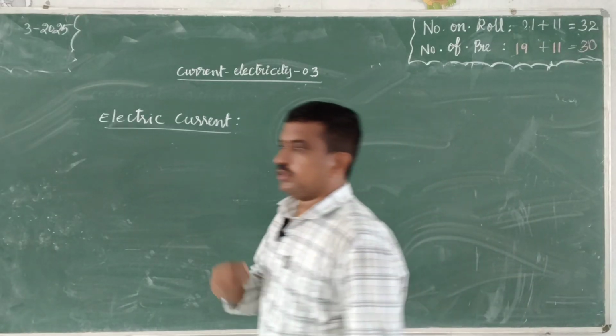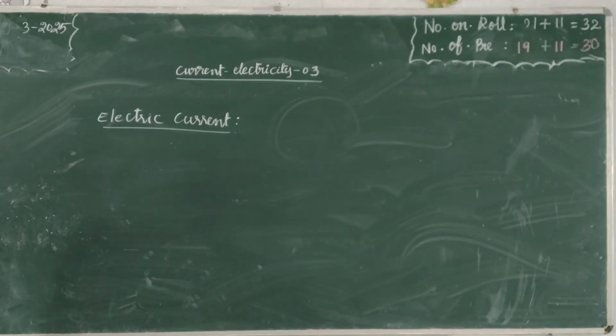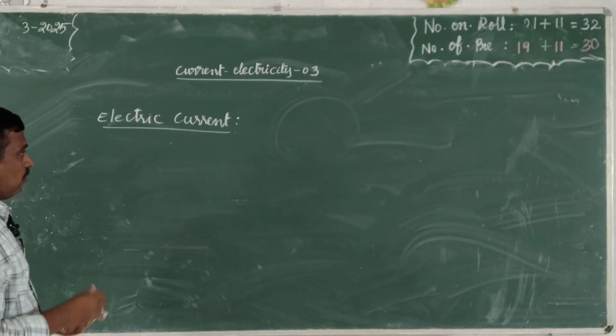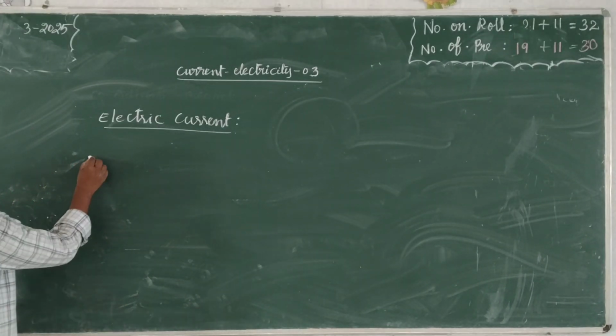So now we can start current electricity. It is the third lesson in 12th standard. See here, first what we discuss now is charge. Before going to discuss electric current, we discuss charge first.